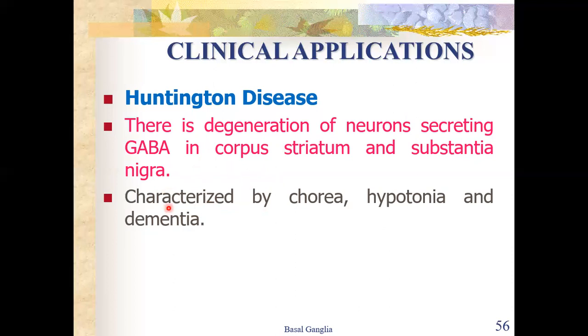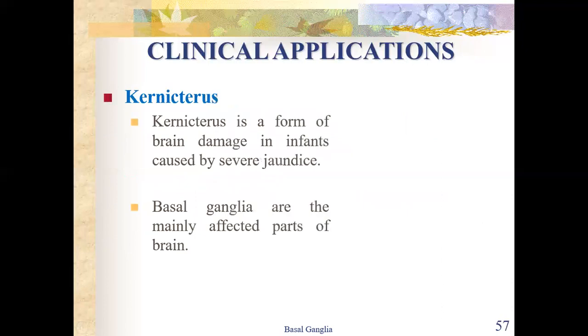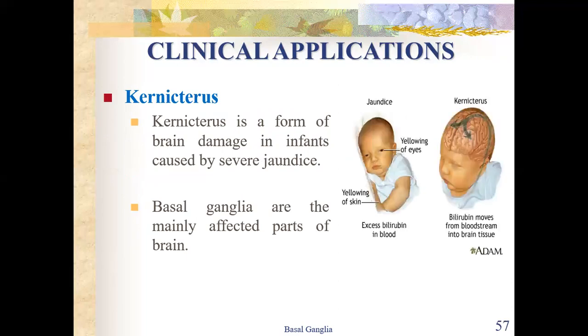So this degeneration of neurons is characterized by chorea, hypotonia, and dementia in subjects with Huntington's disease. In some severe cases, there is bilateral wasting of the muscles. So we also have kernicterus, which occurs as a result of hyperbilirubinemia in infants. The bilirubin crosses the blood-brain barrier, and then the basal ganglia is affected in kernicterus. So kernicterus is a syndrome that is brought about by acute bilirubin encephalopathy. So the basal ganglia are the main parts affected in the brain.